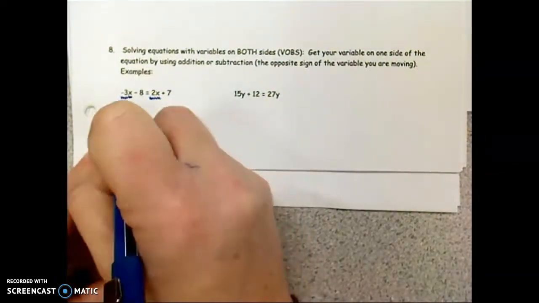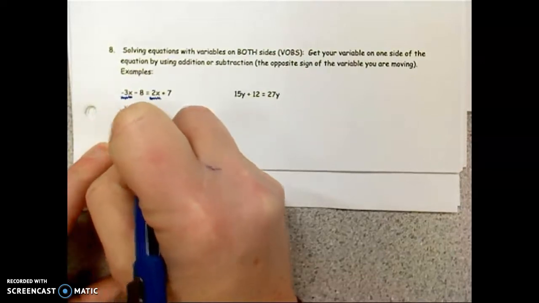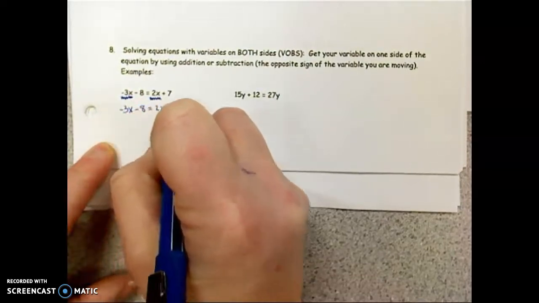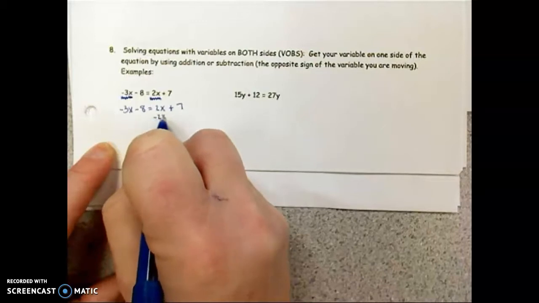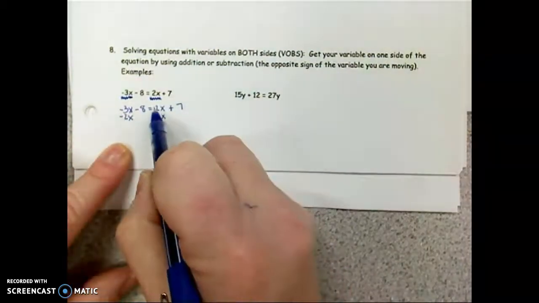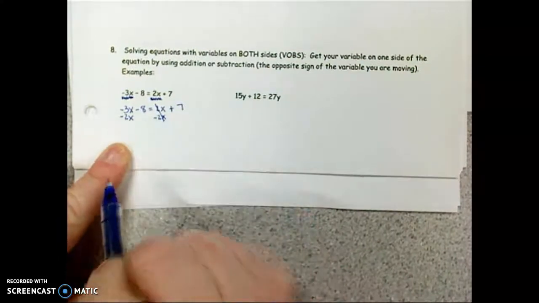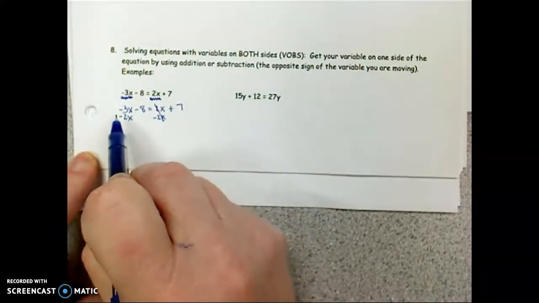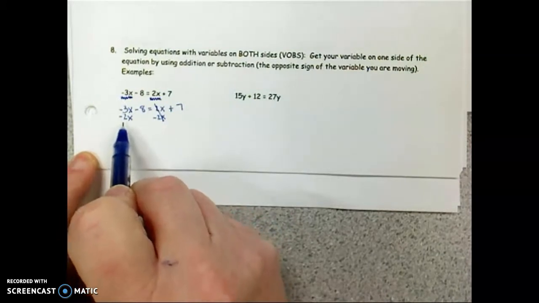So what we're going to do, I'm going to rewrite the problem so you don't think of that as division. I'm going to subtract away that 2x from both sides. So 2x minus 2x cancels. So now my variable's on the right side. These are now like terms because they're on the same side.